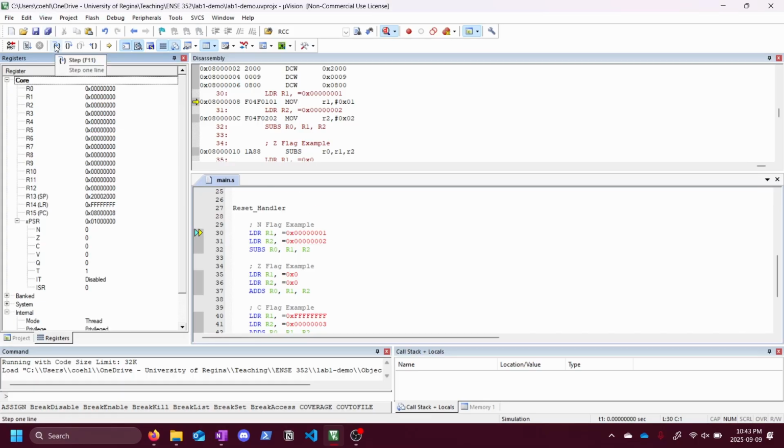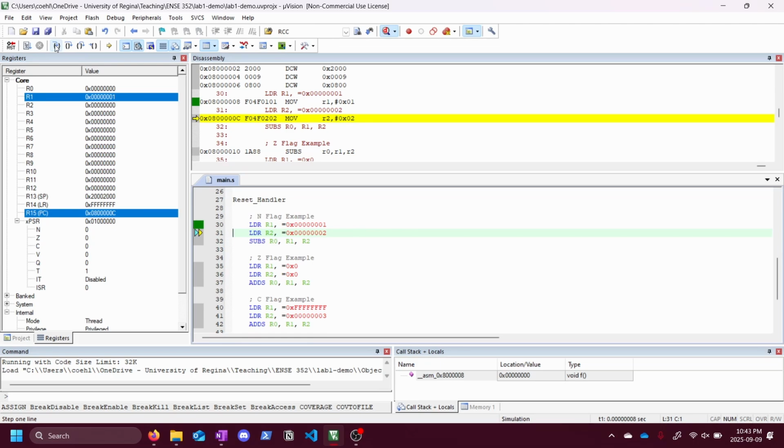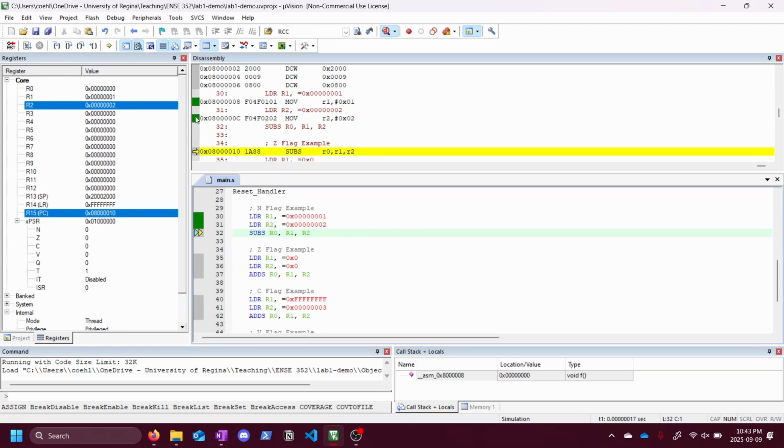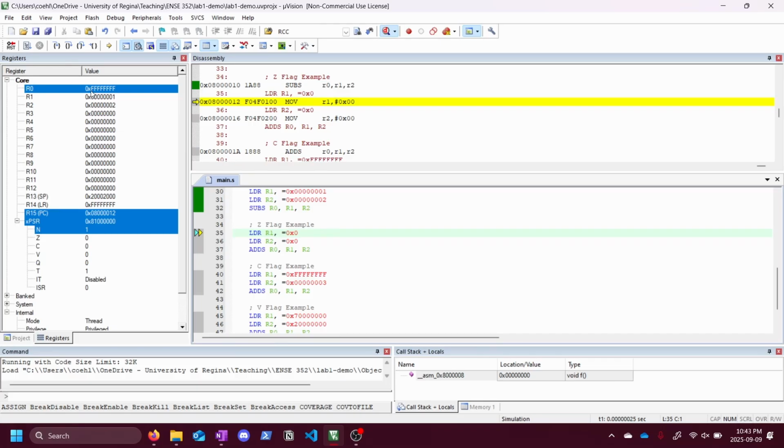So we're going to load 1 into R1. We're going to load 2 into R2, so those are loaded in up here. And then we're going to perform that subtraction operation. We'll see that the result is all F's. Again, that's in 2's complement. That's how you represent a -1.